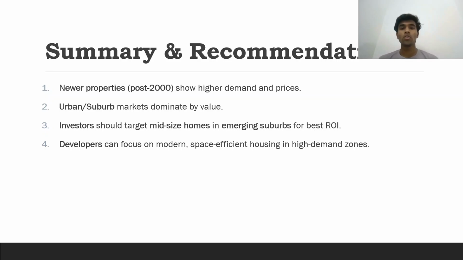So, let's move on to summaries and recommendations. Based on the analysis, here are some actionable insights. For the investor: focus on mid-sized homes in emerging suburban zones. They offer strong potential for appreciation and rental yields. For developers: concentrate on space-efficient modern housing in high-demand urban and suburban regions. And for policymakers and city planners: support infrastructure and transport connectivity to the outskirts. It will help stabilize prices and attract more residential investment.